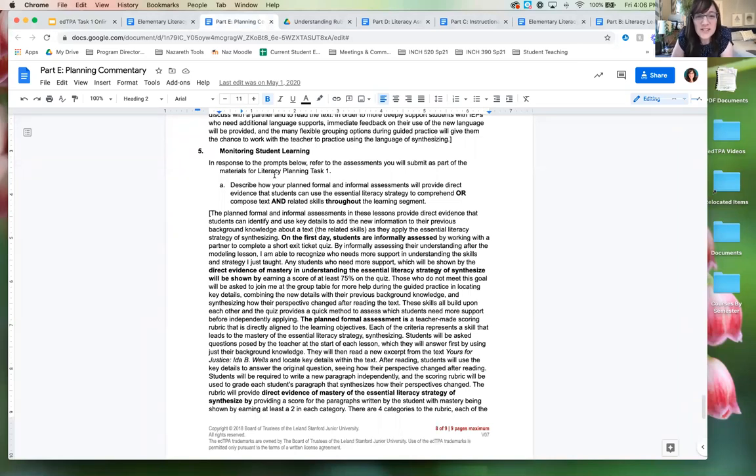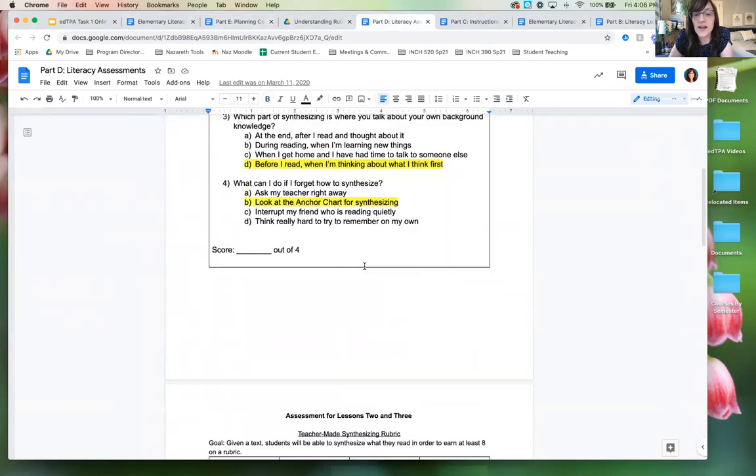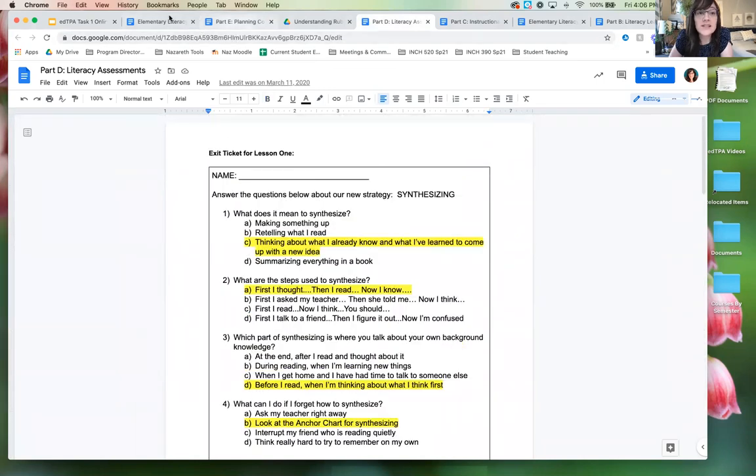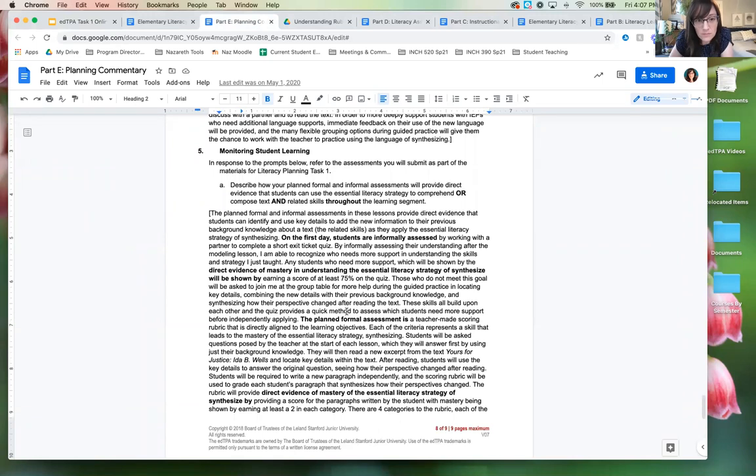It asks, in response to the prompts, refer to the assessments that you will submit as part of your planning task. So we're looking at your assessments here, that exit ticket, that rubric, and anything else that you have designed that will assess your students. For the first prompt, prompt A, it says, describe how your planned formal and informal assessments will provide direct evidence, that is key, that students can use the essential literacy strategy to comprehend, you don't have to worry about compose, and your related skills throughout the learning segment.